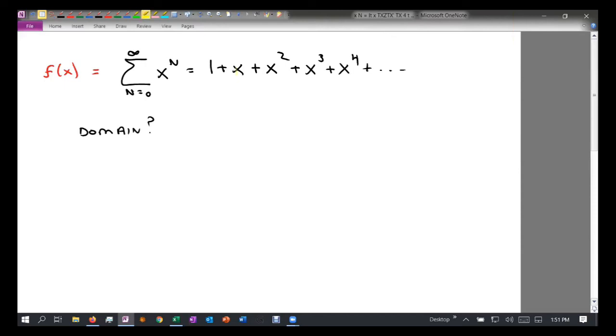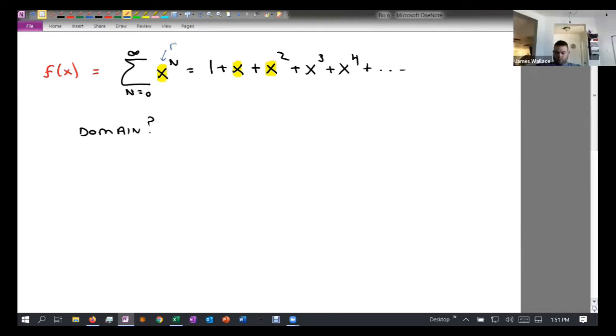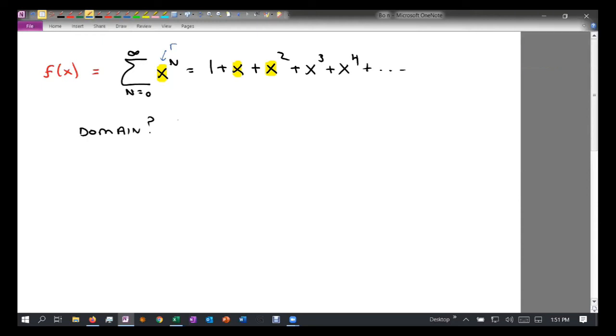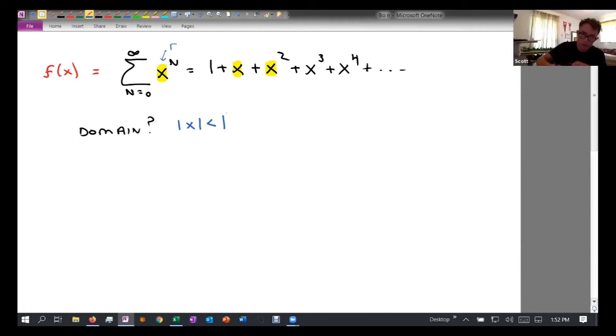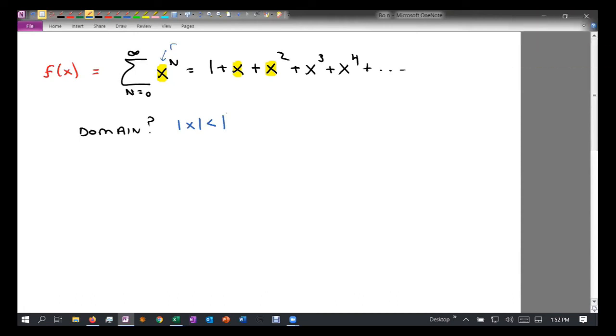Because wasn't it really behaving like a geometric series? And that right there was really like the R in a geometric series, wasn't it? And what do we need for convergence? We need the absolute value of R to be less than 1. So the domain for us is anytime the absolute value of x is less than 1. So let me recap. If the absolute value of x is less than 1, then would you agree with this?